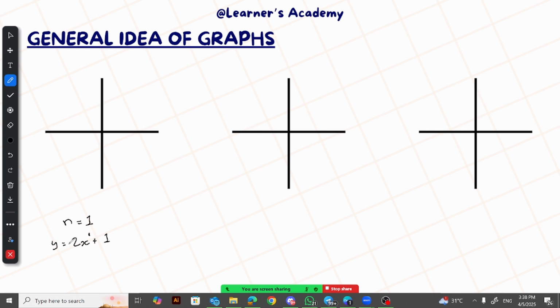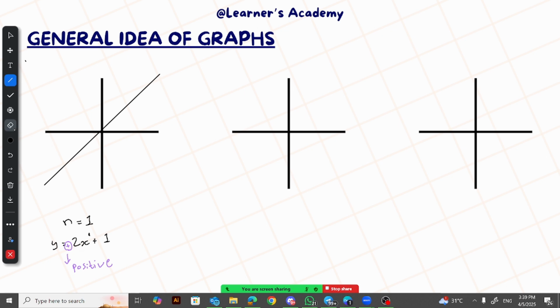And then another thing is, we have a positive number in front of this, the coefficient 2. This is positive. Okay, from these two pieces of information, we can generally visualize this graph with n equals 1 as this. It goes upward, it goes inclined.